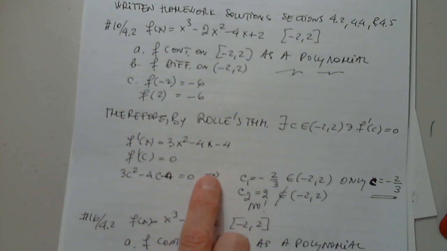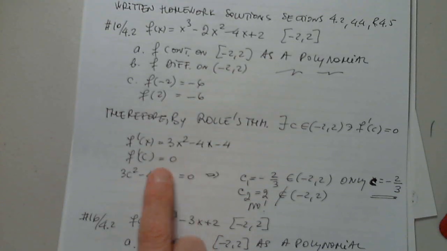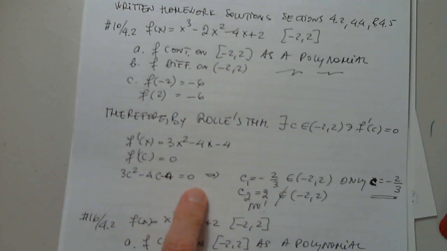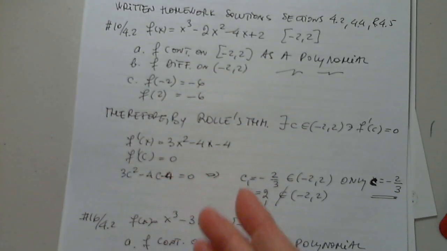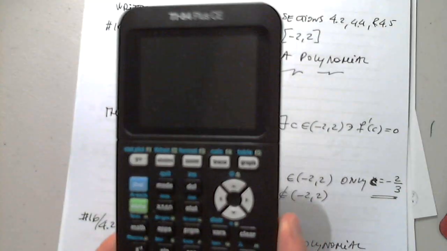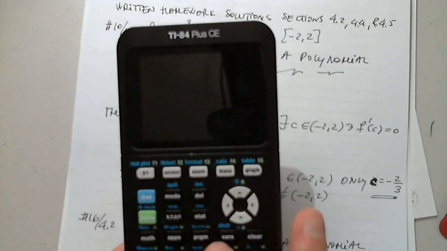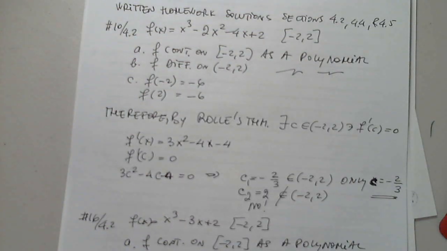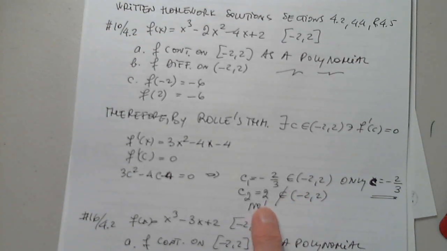So we differentiate. We replace x by c. We set it equal to 0. You can definitely apply the app for finding the solutions. It's fine, perfect. And I found two solutions, one of them negative 2/3, which is in the interval, but the other one is 2. But 2 is not in the open interval. So c cannot be at the endpoints.